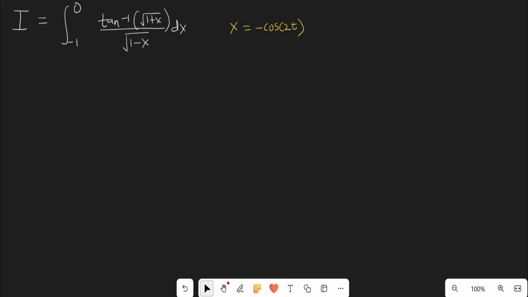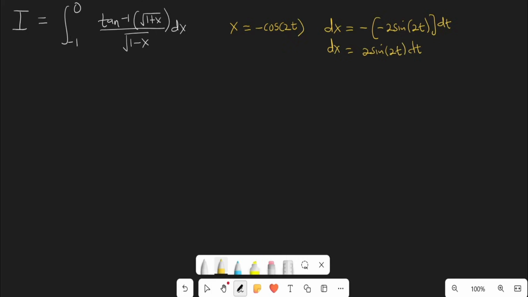I am going to solve this integral using this substitution: x is equal to negative cosine of 2t. So here, let's try to find an expression for x in terms of t and dt. Differentiating, this is going to be negative 2 times the sine of 2t and then dt. So dx can be replaced with positive 2 sine of 2t dt.